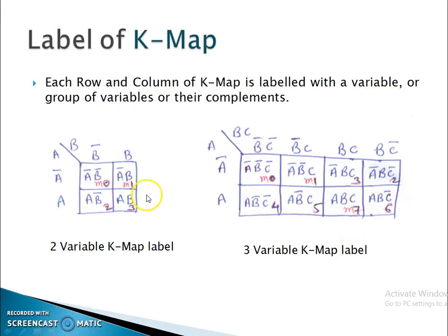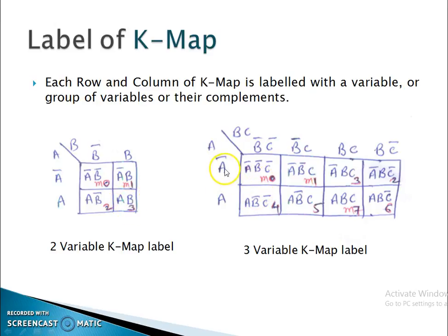How will we label our K-map? For two variable K-map, I told that this block is for A complement, B complement, and this will be called the M0 term. This block is for M1, this block is for M2 and this block for M3. Here the value of A and B will be 1, 1.